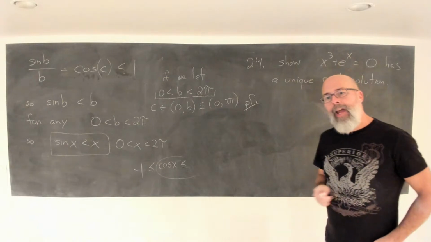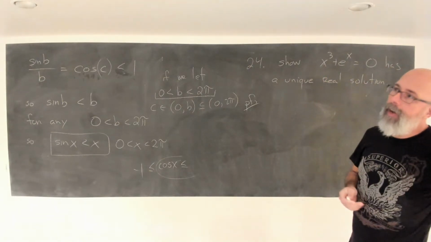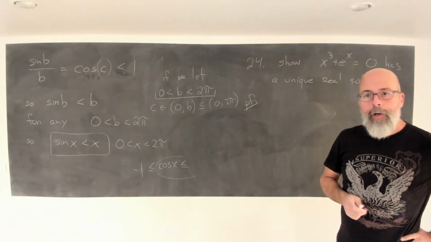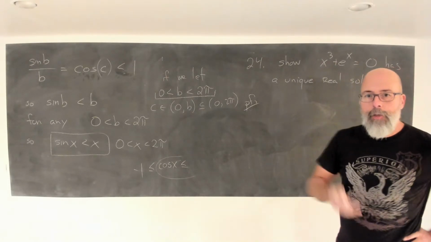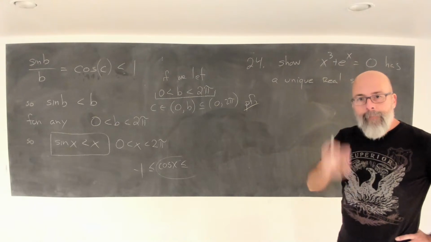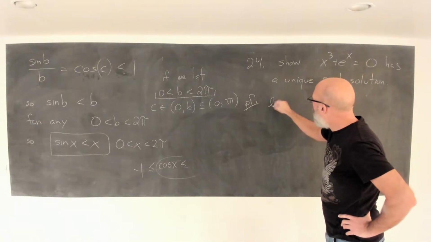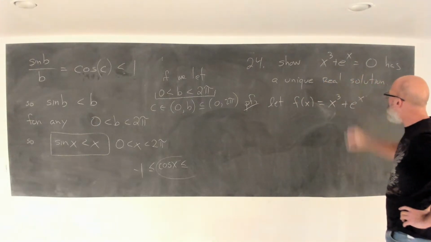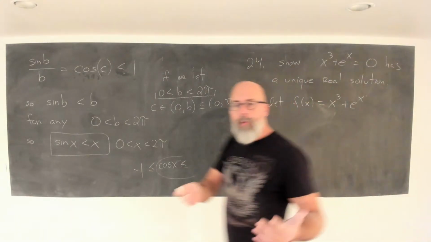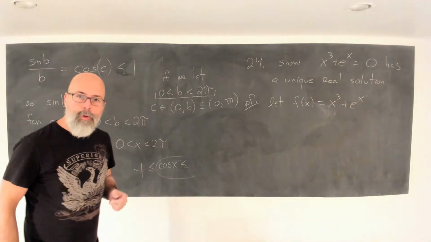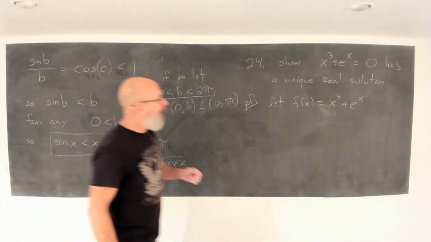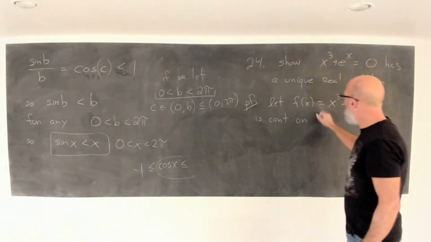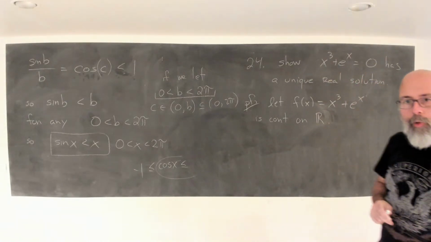And people have been asking, what's the relationship between the intermediate value theorem and the mean value theorem? And I keep saying there is none. And then boom, here it is. Here's the relationship. Exactly, Caesar, right? So let f of x be x cubed plus e to the x. We're going to use the intermediate value theorem to show there's at least one real root. This is continuous on the whole real line.